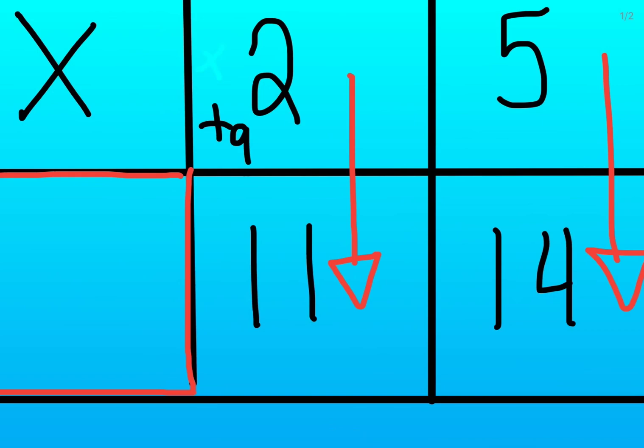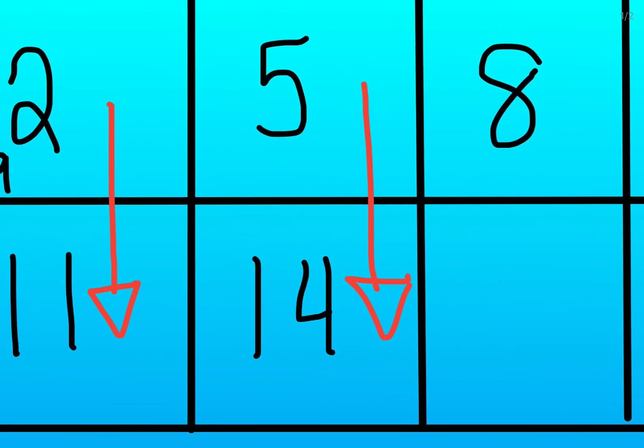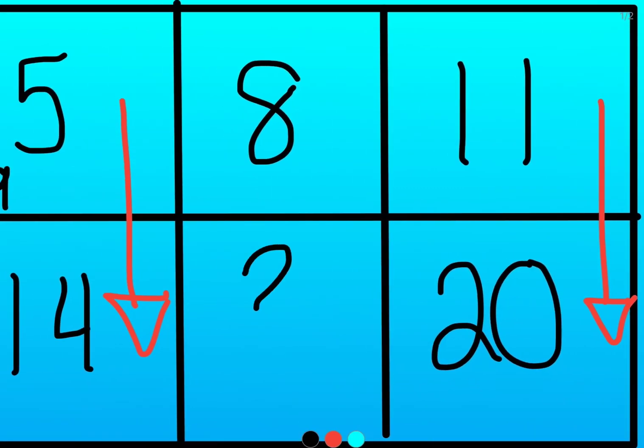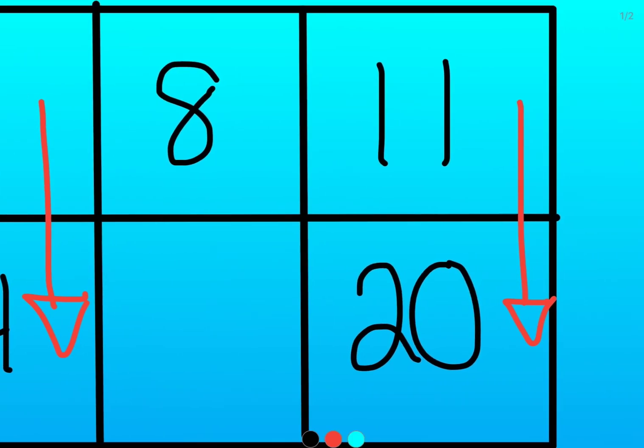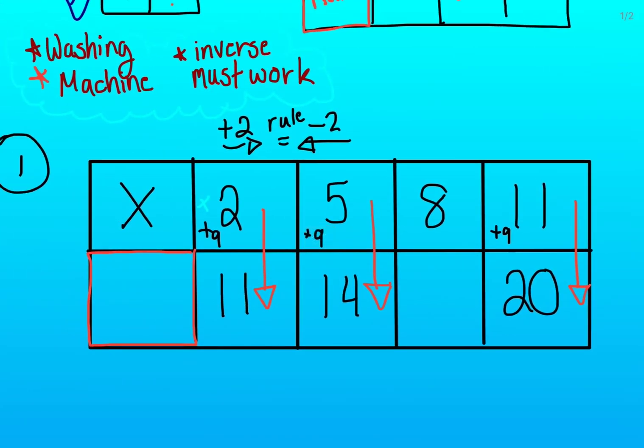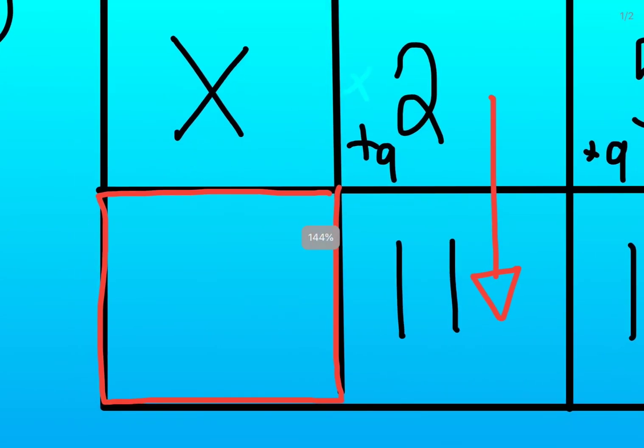Okay, so let's see if that rule applies to the next one. 5 plus what gives me 14? Well, 5 plus 9 gives me 14. And then the last one that we have information for, because we're missing this one down here, I say, okay, hopefully this rule works. Is 11 plus 9 20? Yes, so we found out what our washing machine was set to. For all of our top numbers, all of our x's, to find our bottom numbers, all we have to do is add 9.